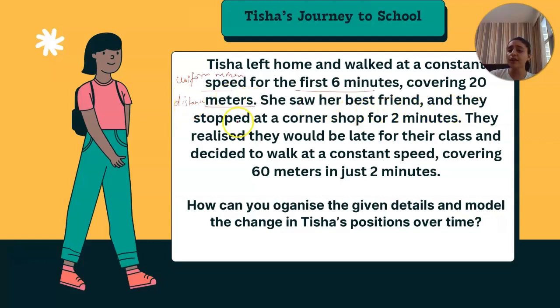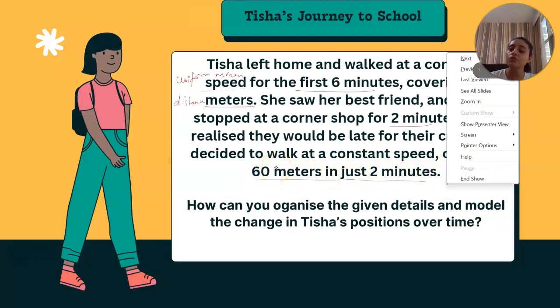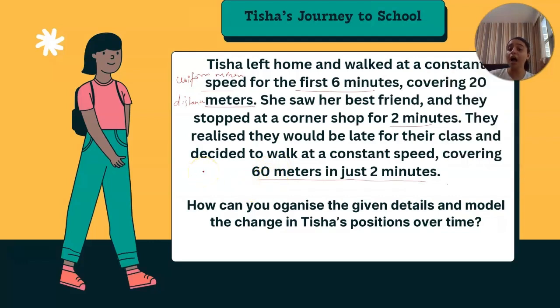She saw her best friend and they stopped at a corner shop for 2 minutes. They realized they would be late for their class and decided to walk at a constant speed, covering 60 meters in just 2 minutes. But this was after the pause she had taken when she met her friend. How can you organize the given details and model the change in Tisha's position over time?